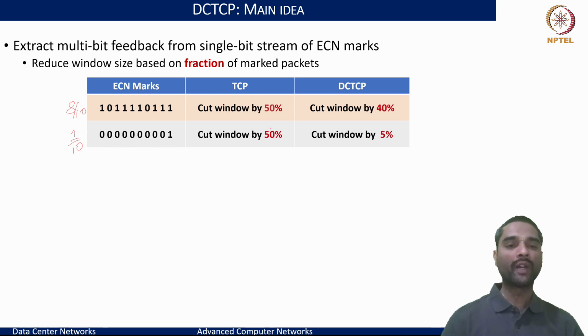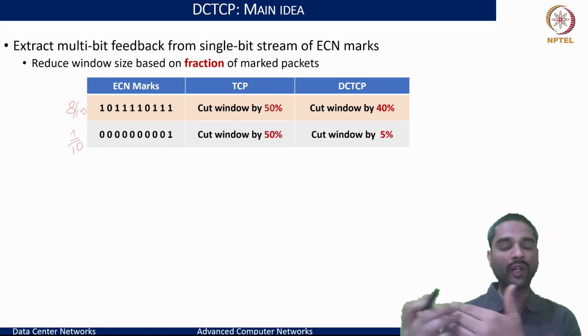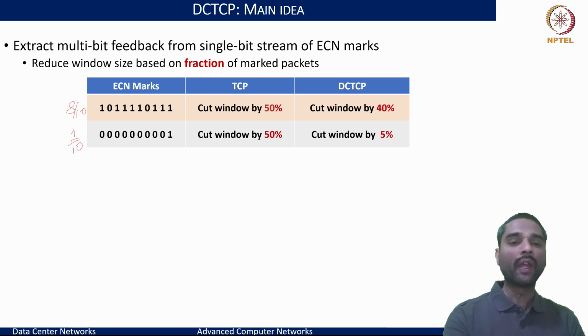But now our idea is to utilize these single bit pieces of information to make a multi-bit feedback, and we can readily do that by saying the congestion that I see is 8 out of 10 packets have experienced ECN. That means the congestion is in fact bad. But how should I react to this information? And that we can do in proportion to the number of ECN bits that are being marked.